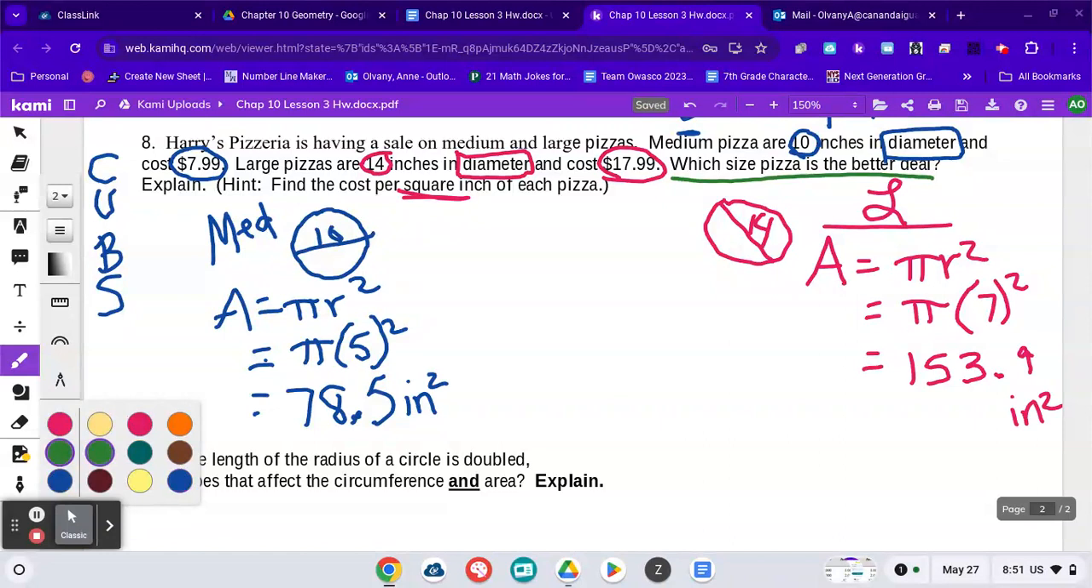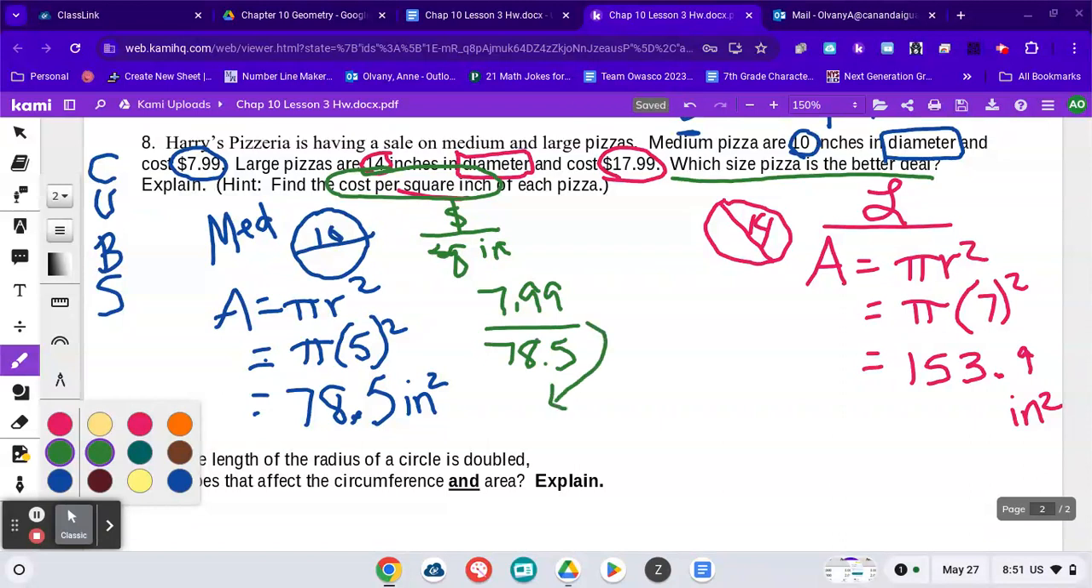Okay, so the next part of this says how much the pizzas cost. And it wants to know the cost per square inch. Money goes on top. We're comparing money to square inch. Awesome, I can do this. The medium pizza costs $7.99 and it has 78.5 square inches. I'm going to actually write the answer below here because I'm running out of room.